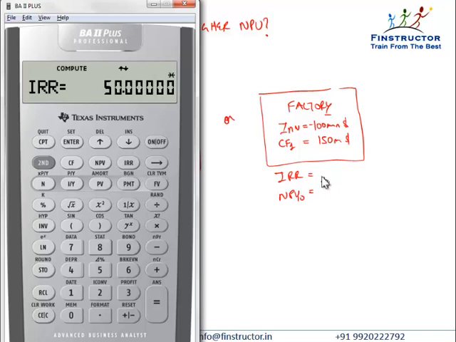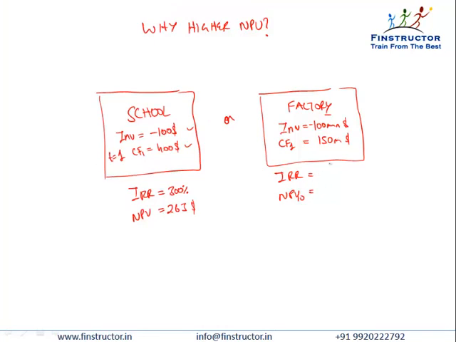So we see that the IRR is only about 50%, and if you compute the NPV for this cash flow at 10%, then the NPV comes out to be $36.63 million. So the IRR is about 50% for my factory project, and NPV is about $36 million.